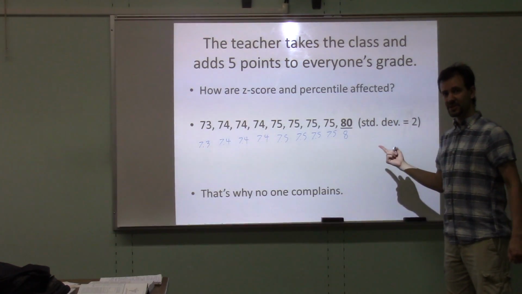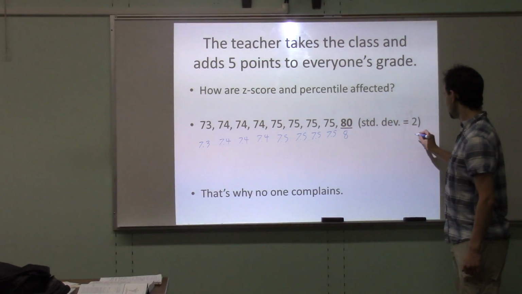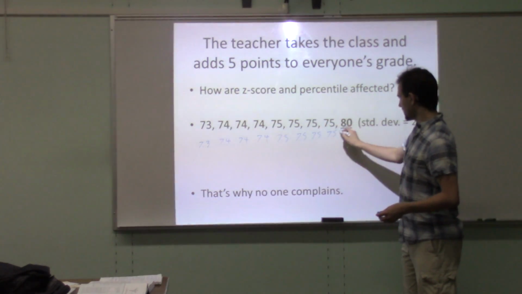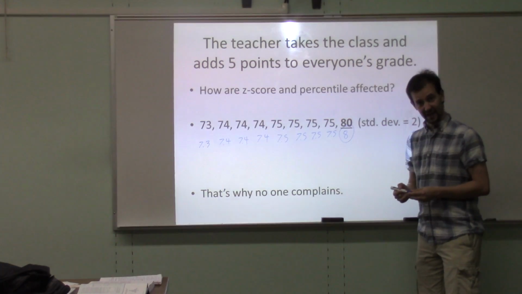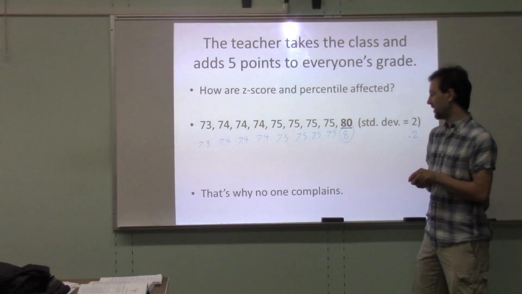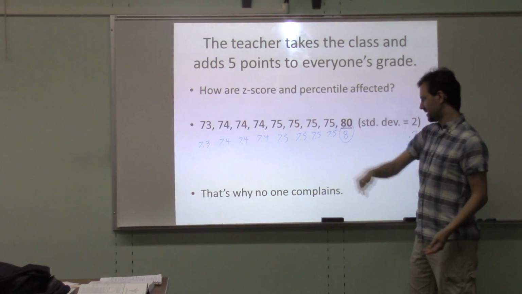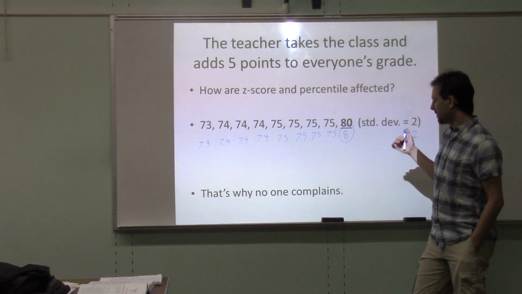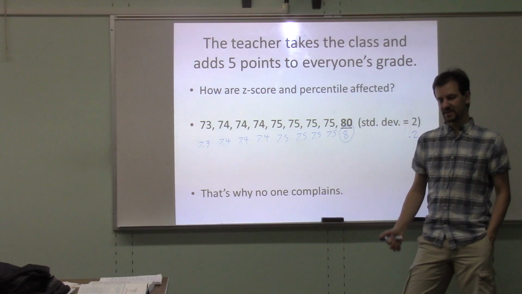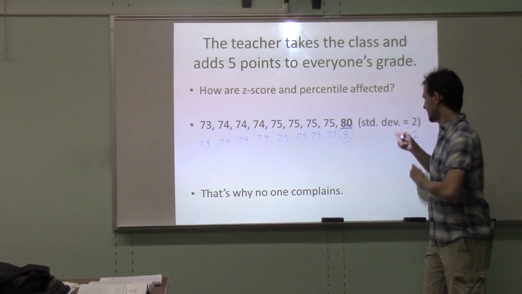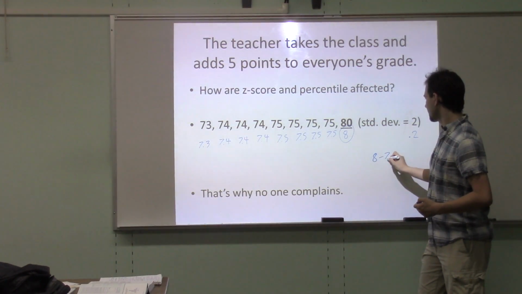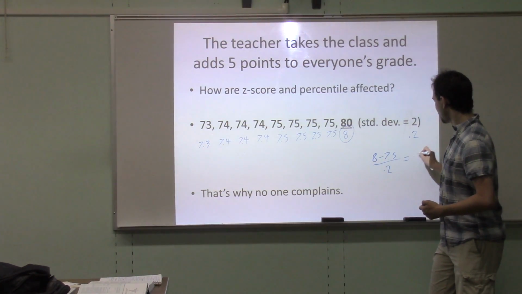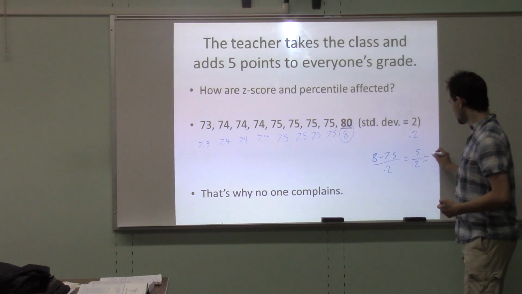Has the standard deviation changed? Yes. It will have changed to 0.2. So let's take this person. This person used to be in the 89th percentile. Are they still in the 89th percentile? Yeah, they're still above 89% of the distribution points. Is their z-score still 2.5? Yes, it is. 8 minus 7.5 over 0.2 is 0.5 over 0.2, which is 2.5.